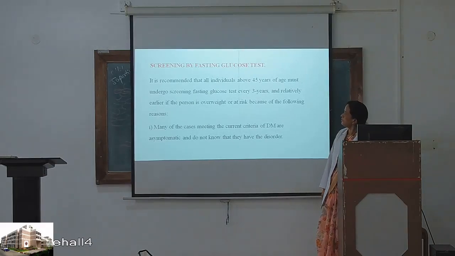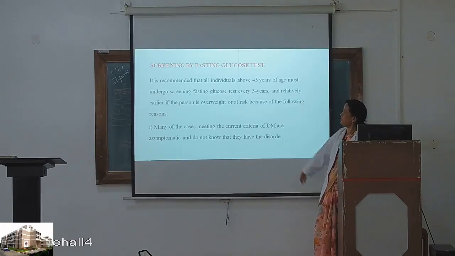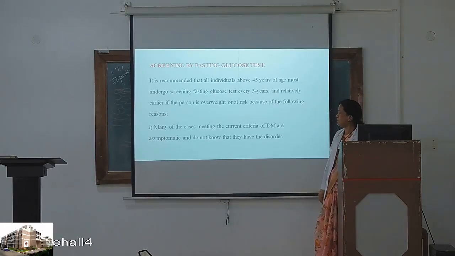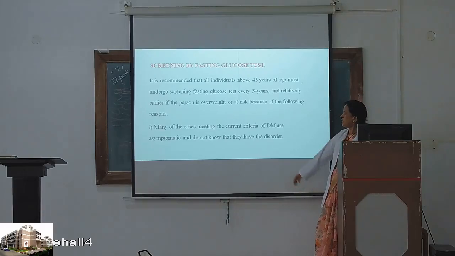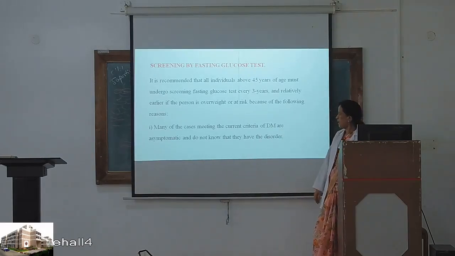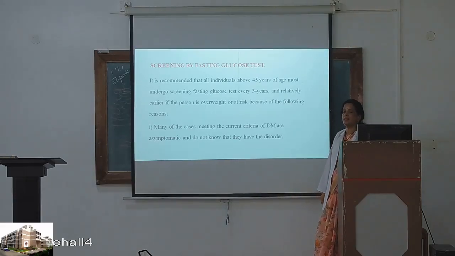So screening by fasting blood glucose level, it is estimated. Now we say for individuals who are more than 45 years, please do this test frequently or as a routine, now everybody gets it done once a year or so. So many of the cases meeting the current criteria of diabetes mellitus are asymptomatic and do not know that they have a disease. That's why we say screening is important.